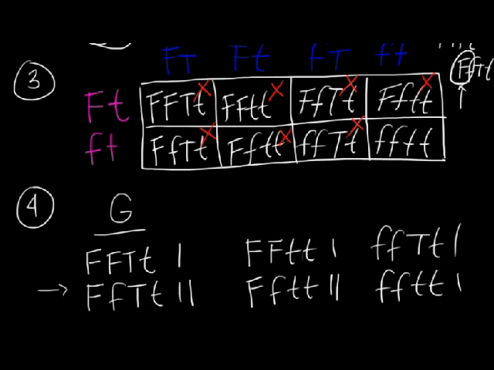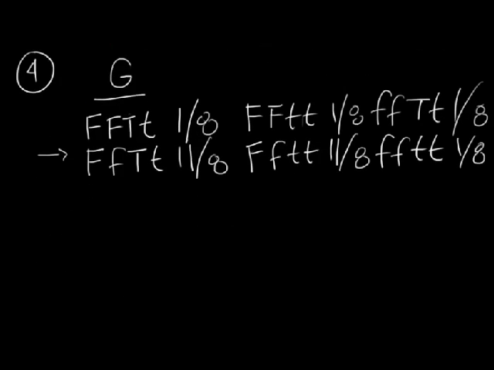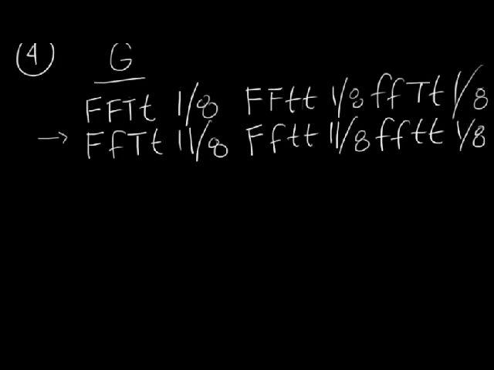Okay. Now, how many? I forgot to mark that one off. So, how many boxes do we have? We have 2, 4, 6, 8. So we make everything over 8. And that's our answer. 1/8, 2/8, 1/8, 2/8, 1/8, 2/8. So our last step that we need to do is figure out the phenotypes, probabilities.